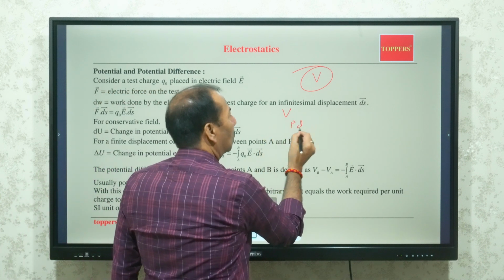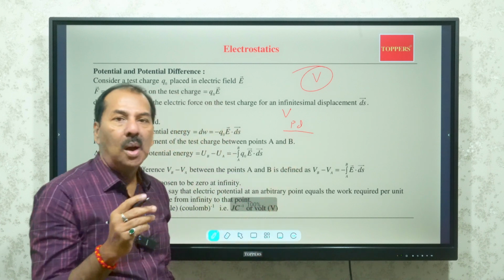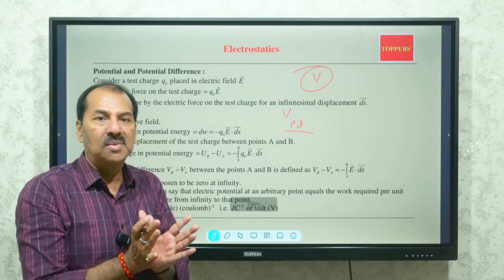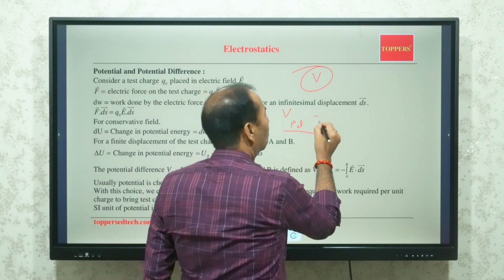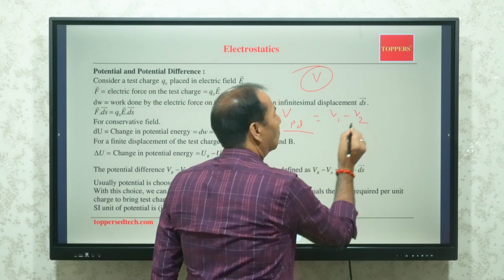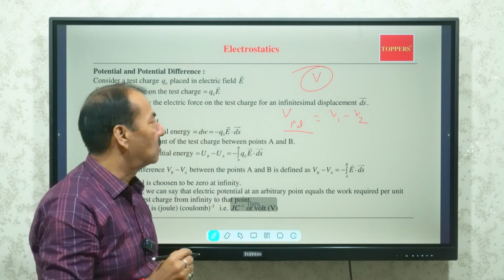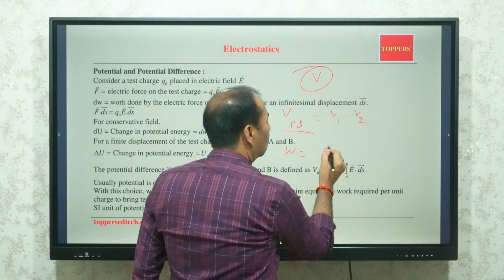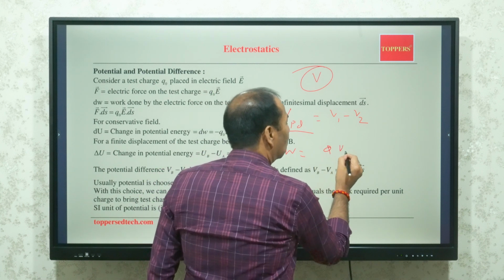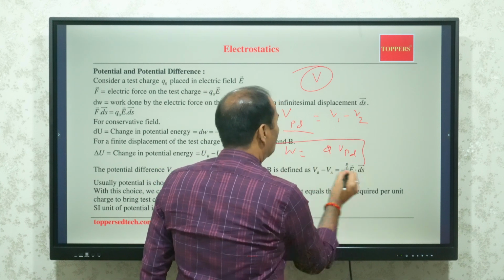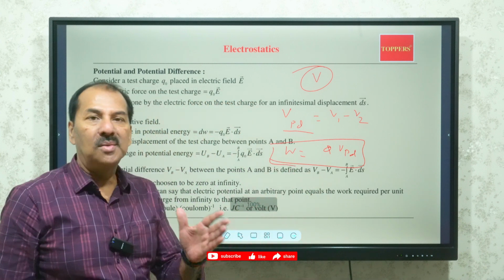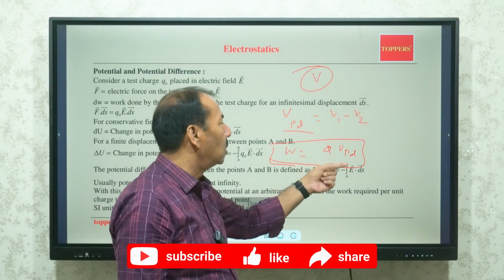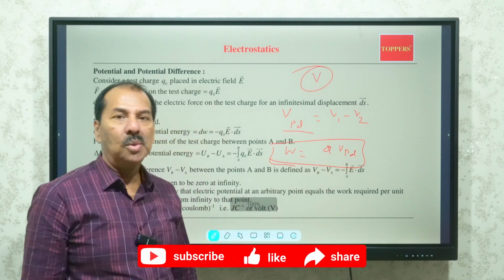VPD, that is potential difference, is always between two points which are located at finite distances. So that becomes your potential at one point minus potential at another point, V1 minus V2. Work done, that is W, is equal to Q into the potential difference between the two points. Work done in carrying a charge from one position to another position will be Q into the potential difference between those two points.